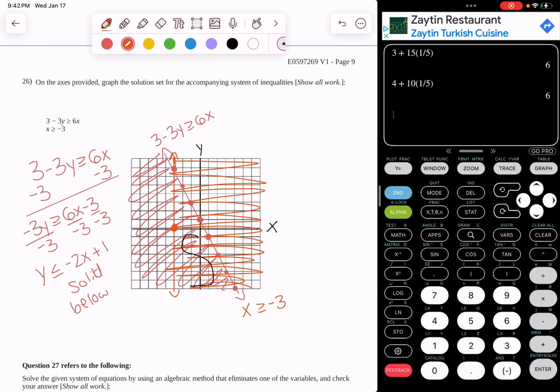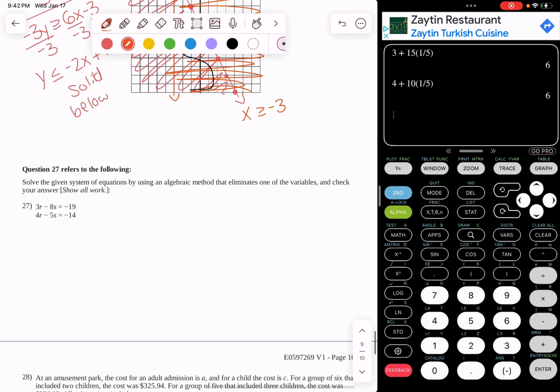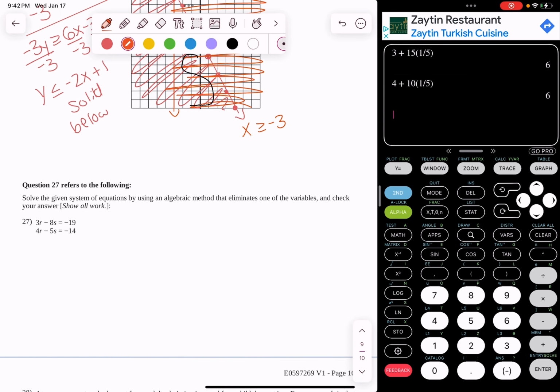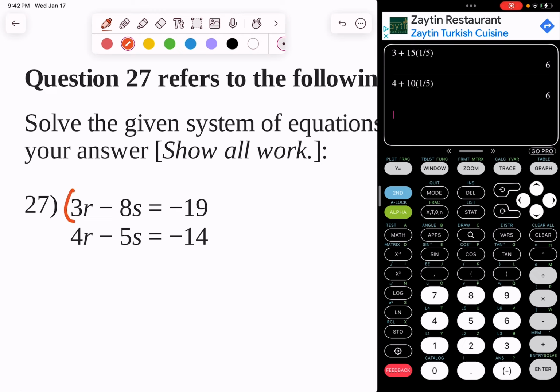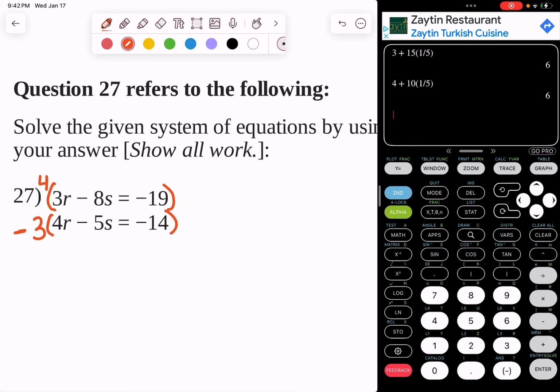All right, let's look at number 27. Solve the given system of equations by an algebraic method that eliminates. So we're using the elimination method. Let's try this. I'm going to multiply the first equation by 4 and the second equation by 3. Because neither of these are negative, I'm going to make the bottom one negative.